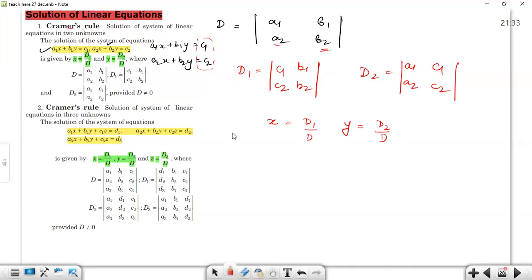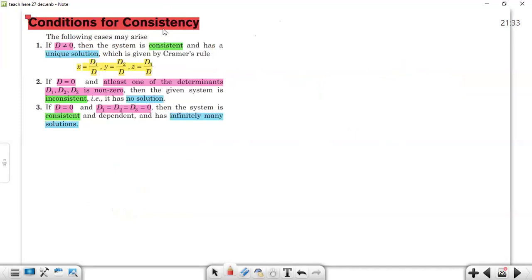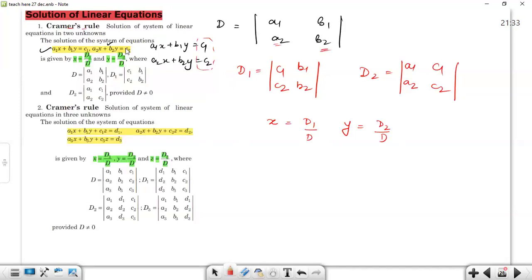Now we will understand the conditions for consistency: when there will be no solution, and when there will be infinite solutions. Before that, first understand what d1 and d2 are, and what x and y are. Is this clear, everyone? Yes, sir. So now let's study the condition of a unique solution.